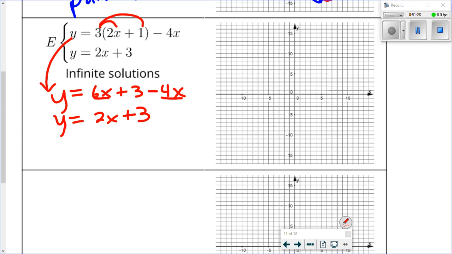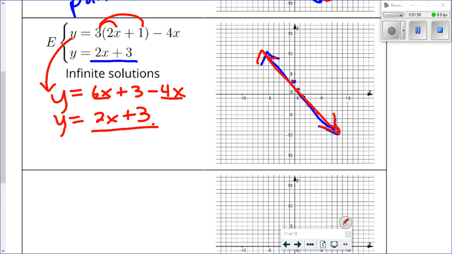Let's take a look at both of these equations. y equals 2x plus 3, and again up here, y equals 2x plus 3. So if I graph the top one in blue, I start at 3 on the y-axis and go down 2 over 1, down 2 over 1, down 2 over 1. Okay, I draw in my line. And when I graph the bottom equation that we rearranged into slope-intercept form, I again start at 3, go down 2 over 1, down 2 over 1.